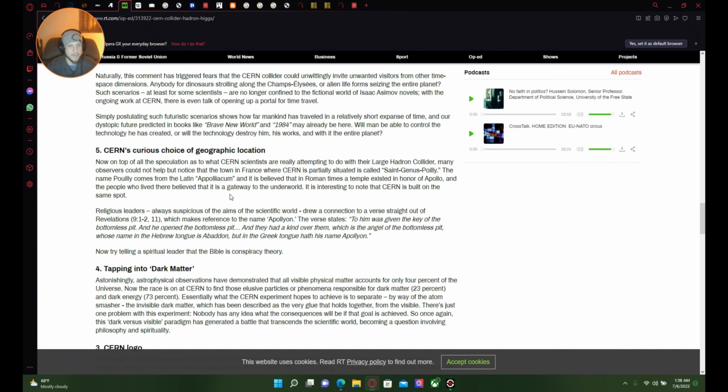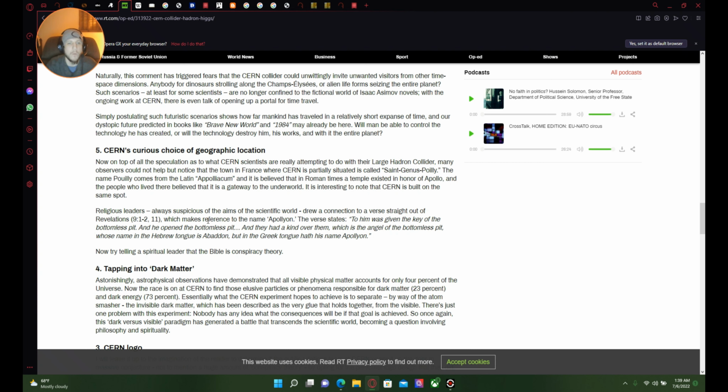Here we go. Now this gets even better. CERN's curious choice of geographic location. On top of all the speculation as to what CERN scientists are really attempting to do with their Large Hadron Collider, many observers could not help but notice that the town in France where CERN is partially situated is called Saint-Genis-Pouilly. The name Pouilly comes from the Latin Apollyacum, and it is believed that in Roman times a temple existed in honor of Apollo. And the people who live there believe that it is a gateway to the underworld. It is interesting to note that CERN is built on the same spot. Things that make you go, hmm.